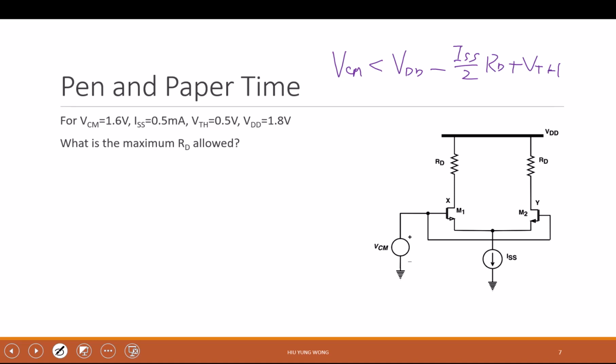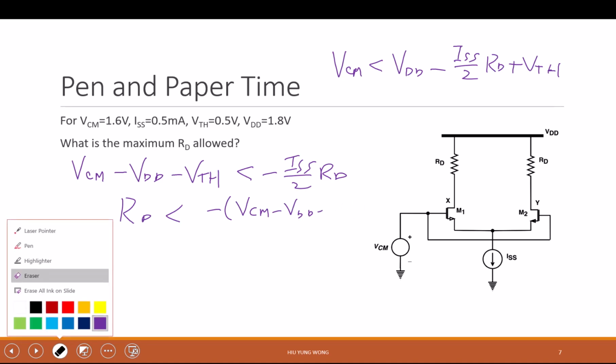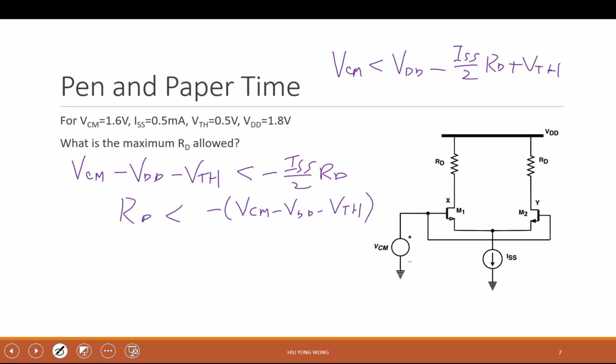I just rearrange the terms, right? Then I get VCM minus VDD minus VTH has to be, okay, I need to redo it, smaller than, negative, which is not good. So RD needs to be smaller than negative VCM minus VDD minus VTH, right? Divided by ISS divided by 2, right? And you just plug in, my answer is 2.8.